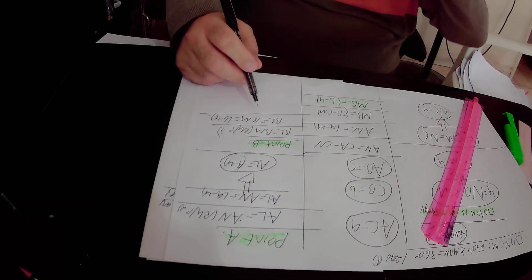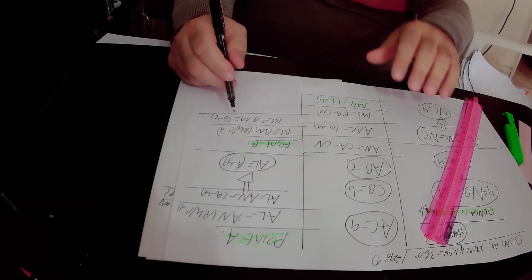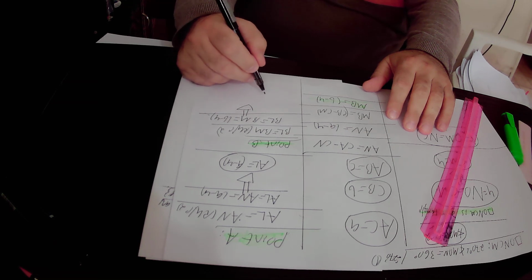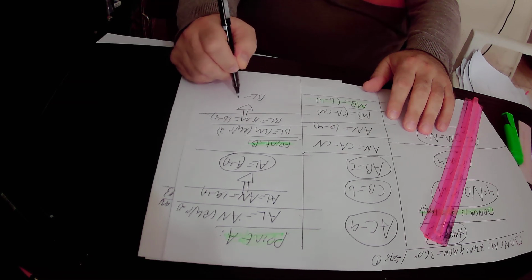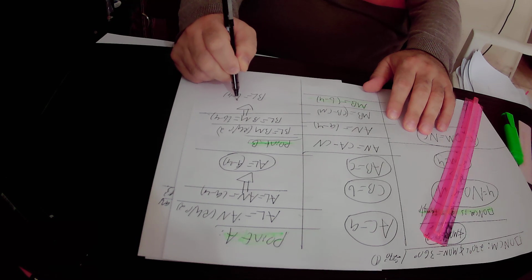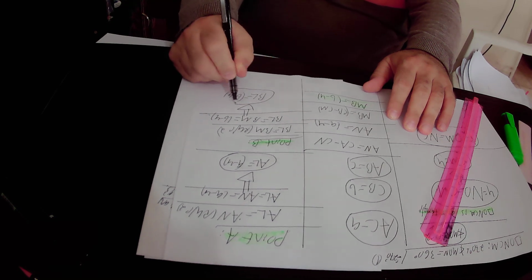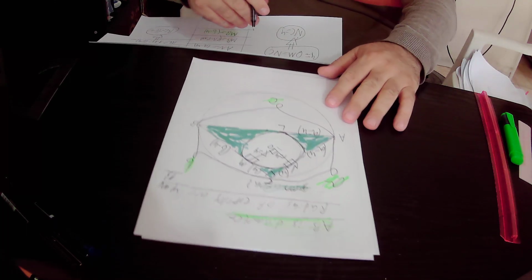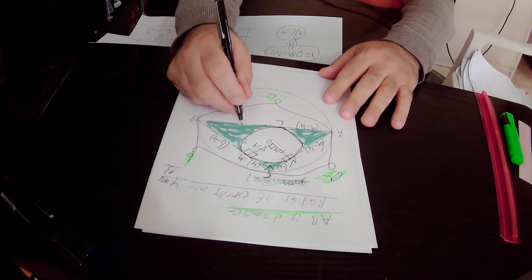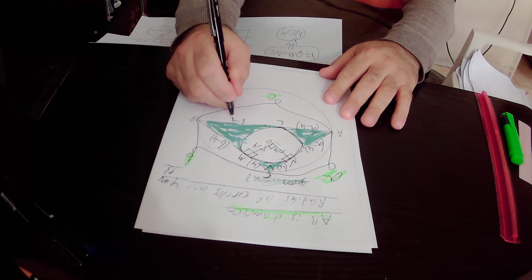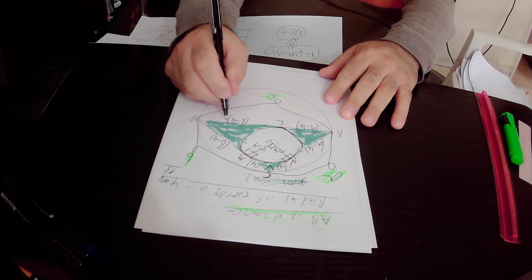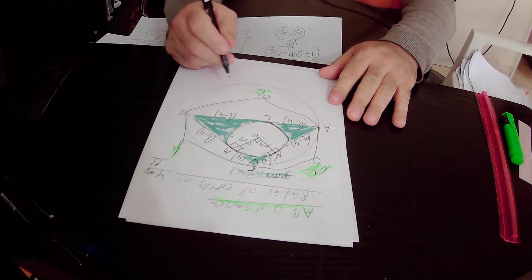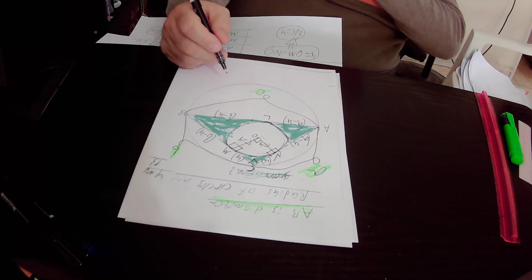And from this equation, BL equals BM equals B minus 4, we conclude that BL is also equal to B minus 4. We can write down here that BL equals B minus 4. So in conclusion, we found out that BL equals B minus 4 and AL equals A minus 4.